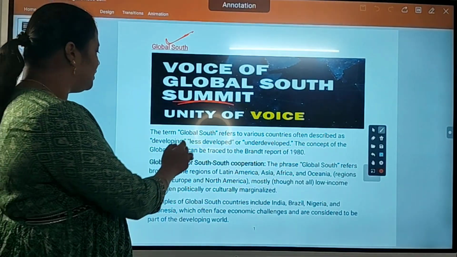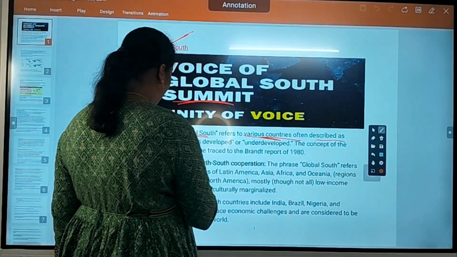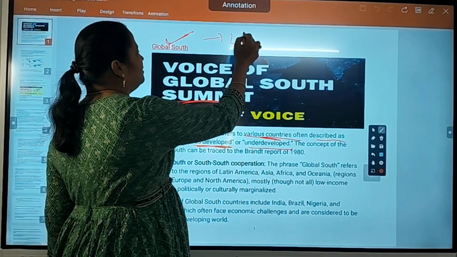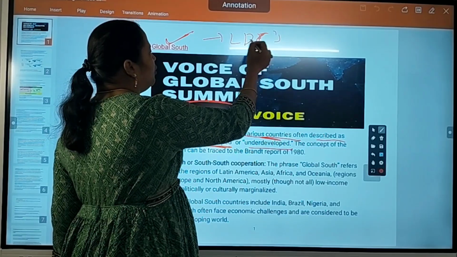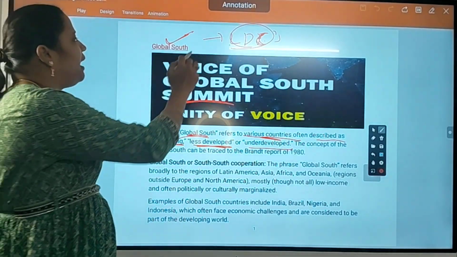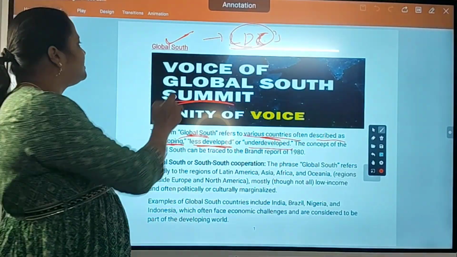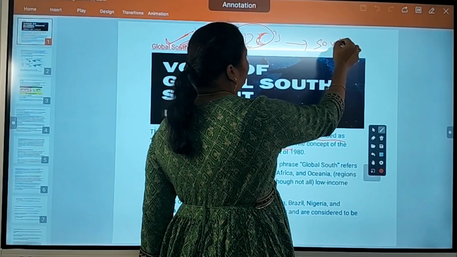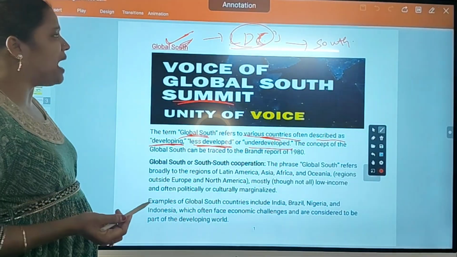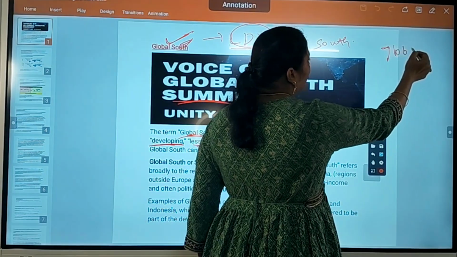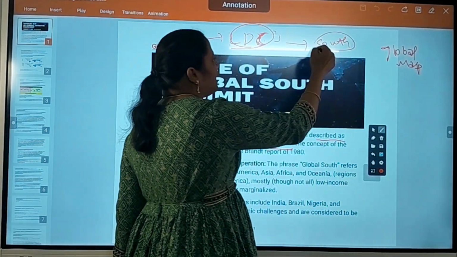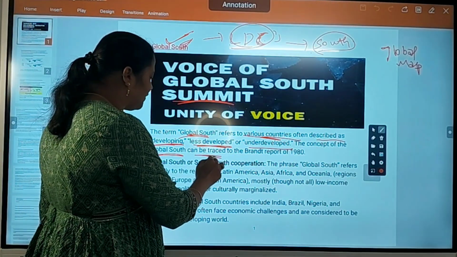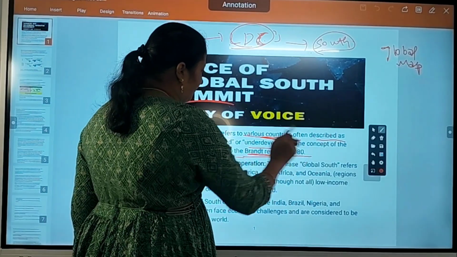Global South refers to various countries often described as developing, less developed, underdeveloped. Whatever LDCs, low development countries, are there in the world, they all come into Global South. Why is the South direction given? A lot of LDCs are in the South only. In the global map, if you see, all LDCs lie in the Southern Hemisphere only. The concept of Global South can be traced to the Brandt Report of 1980.